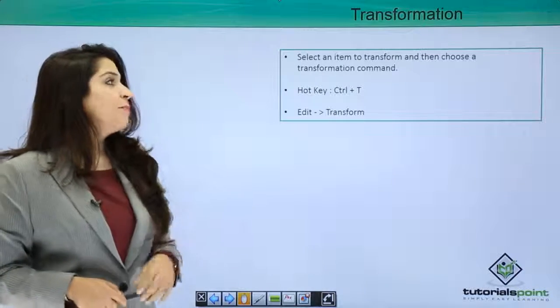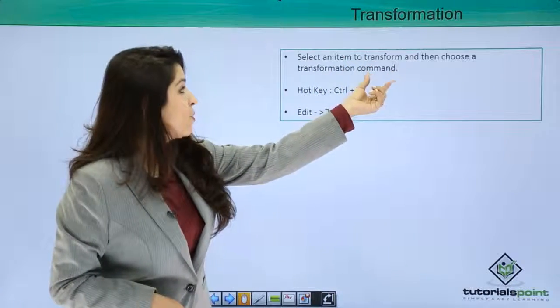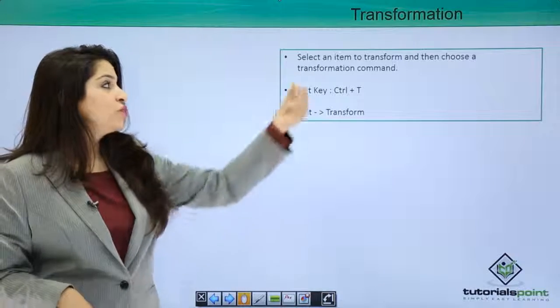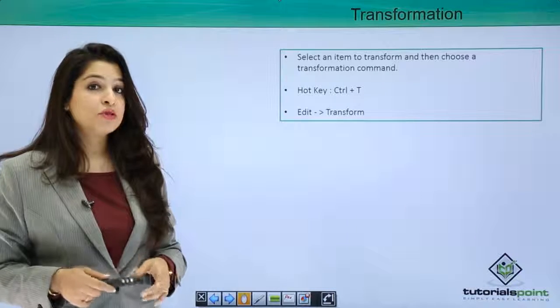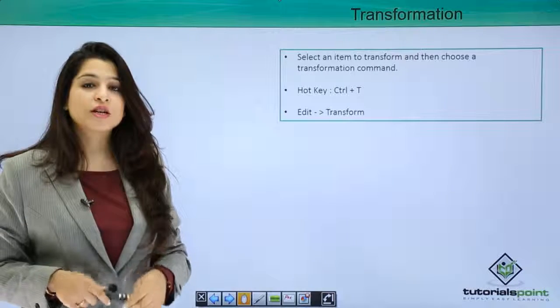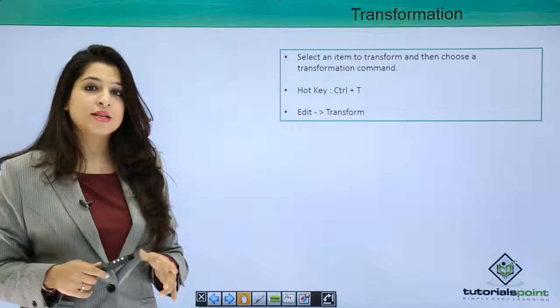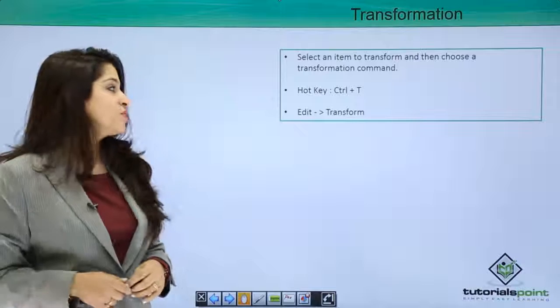So, how do we apply a transformation? You select an item or a selection and then you choose the transformation command. The transformation command can be invoked by its shortcut, Control or Command T. You can also go to the Edit menu and select Transform. You can also right click on an image and select Transform.